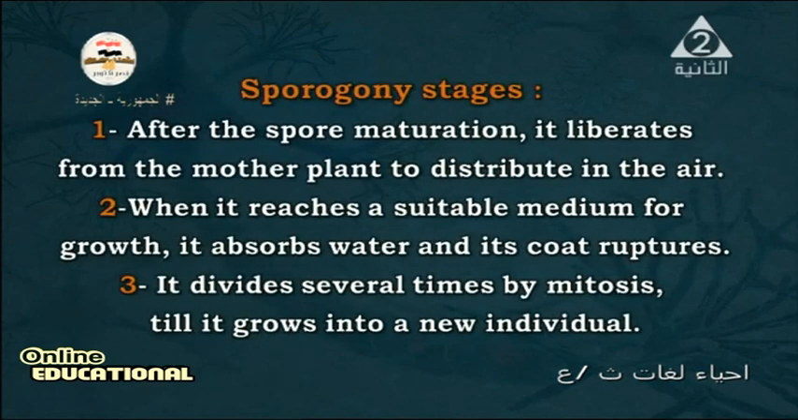Sporogeny stage. What is the sporogeny stage? The sporogeny stage is after the spore matures, means after it reaches maturity or becomes large, suitable to undergo this division. It liberates. Liberates means comes out, that is, leaves the cell. Okay? Liberate means it leaves the mother cell or mother plant to distribute in the air. Okay? Distribute the spores in the air.